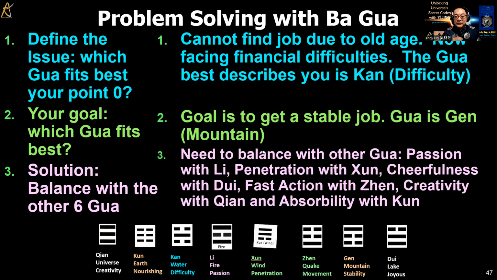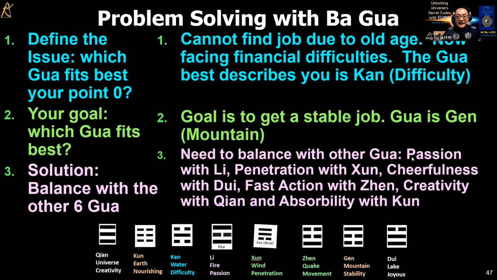So very simple. You have to look for a job. You need to have the other gua. For example, you need to have passion. I mean, if you're old and you're so sick and tired, who wants to hire you? You need to have the passion of the Li fire and need to penetrate to different companies, right, through emails or whatever. So you need the xun, gentleness of penetration. You need to have cheerfulness, joy, and most importantly, bring joy to your prospective employer. And that's none other than the dui, the joyous dui, and that is the lake, right?